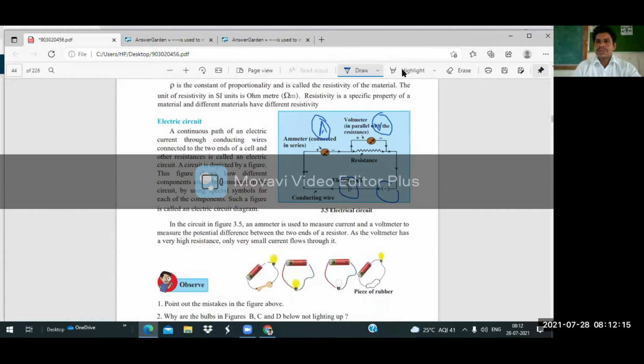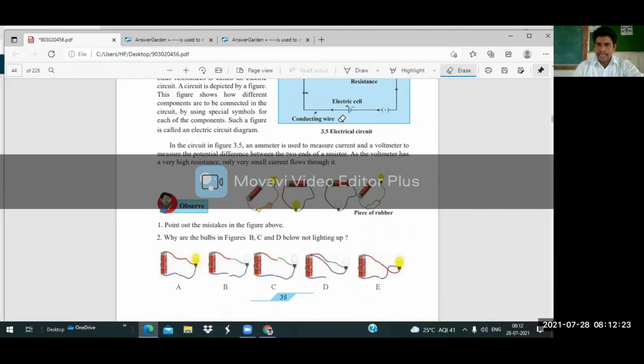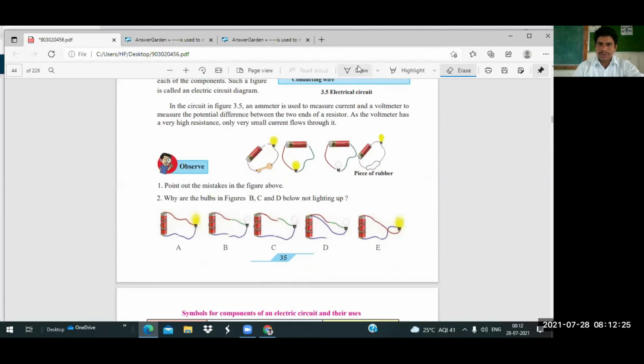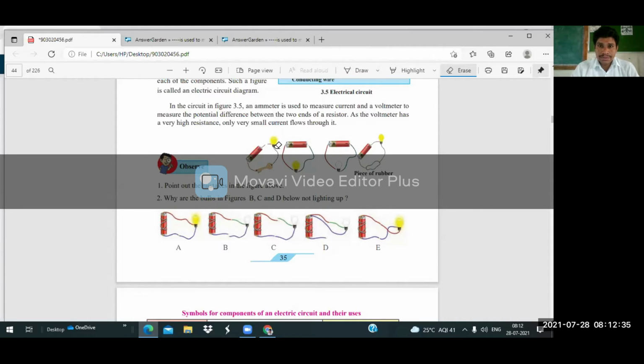So the ammeter is used to measure the current, and the voltmeter is used to measure the potential difference. Okay, and now observe this. Now point out the mistakes in the figure above. What is the mistake in this figure? Can you tell me?